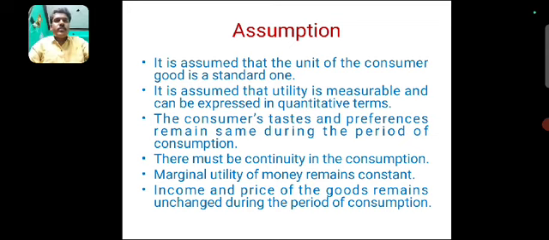The law of diminishing marginal utility has a few assumptions. The first assumption is that the unit of the consumer good is a standard one. It is assumed that utility is measurable and can be expressed in quantity terms. The consumer's taste and preference remain the same during the period of consumption. There must be continuity in the consumption. Marginal utility of money remains constant. Income and price of goods remain unchanged during the period of consumption.